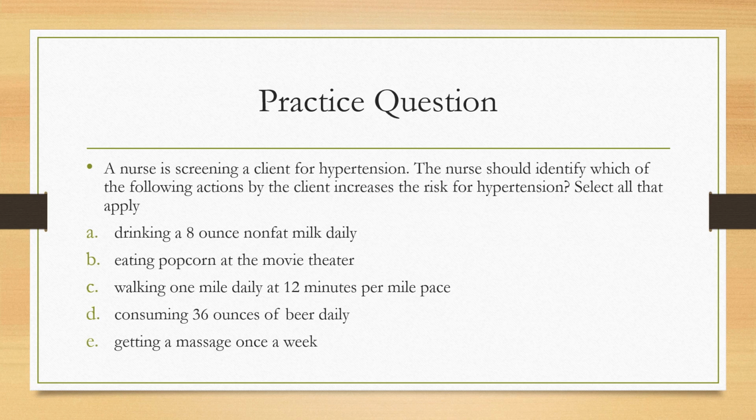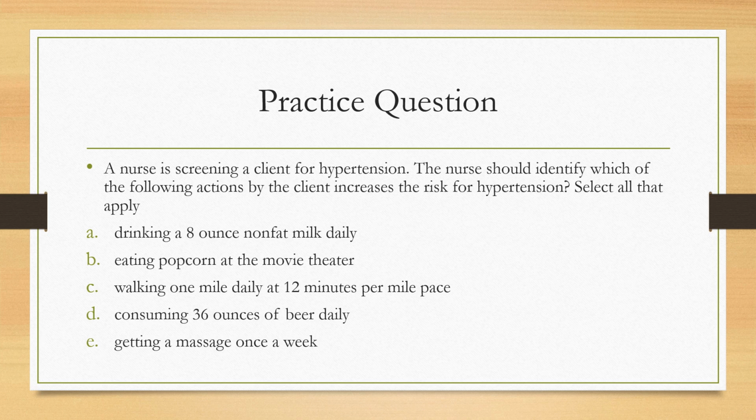We're going to do a few practice problems. I'm going to give you time to answer the question before I provide the answer to you. So the first question states, a nurse is screening a client for hypertension. The nurse should identify that which of the following actions by the client increases the risk of hypertension. Select all that apply, okay? So that means we're going to have more than one answer.